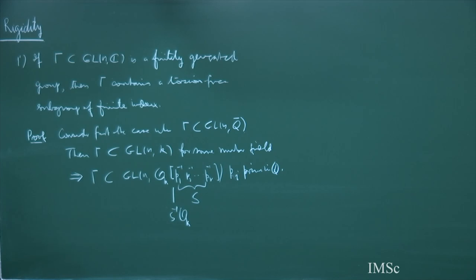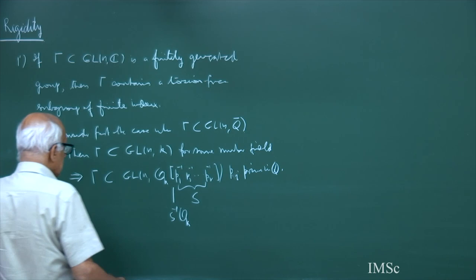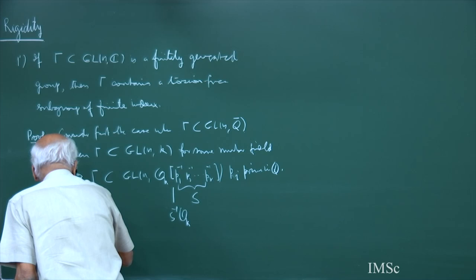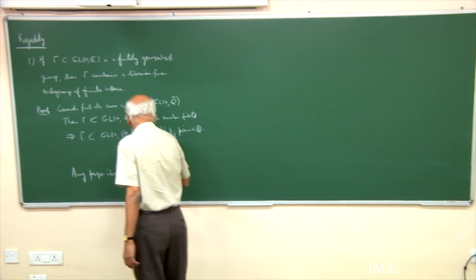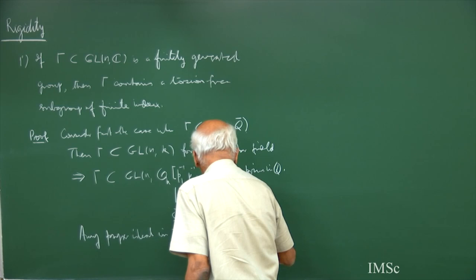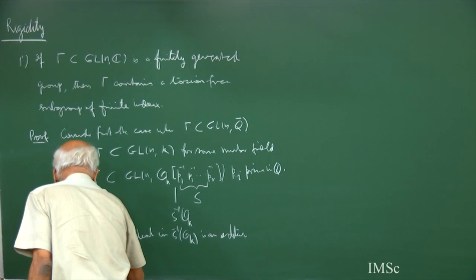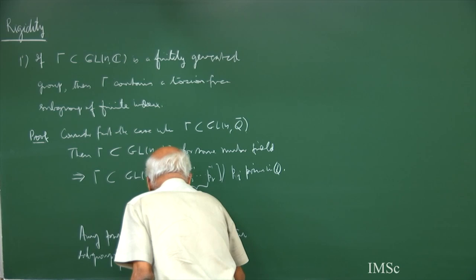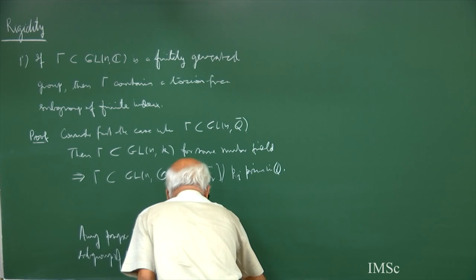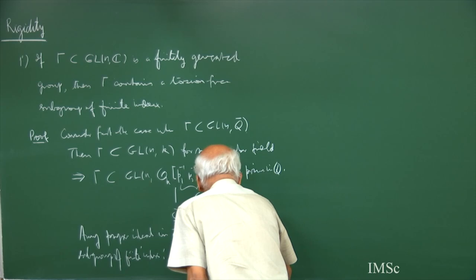The point about S inverse O_K is that any proper ideal in S inverse O_K is an additive subgroup of finite index. In other words, S inverse O_K modulo a non-zero ideal is a finite ring.